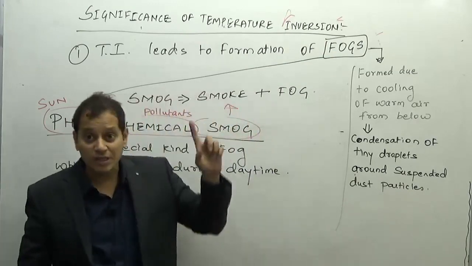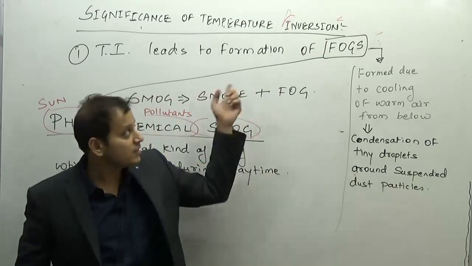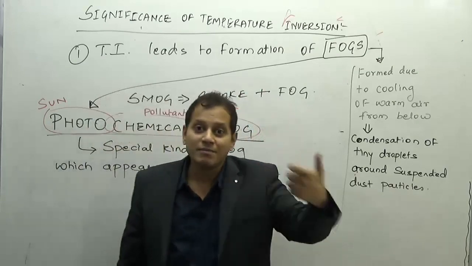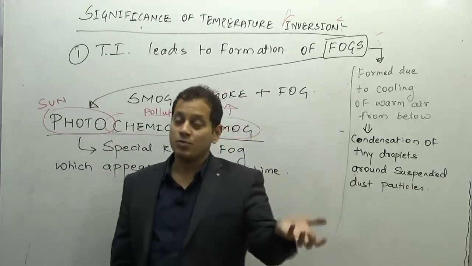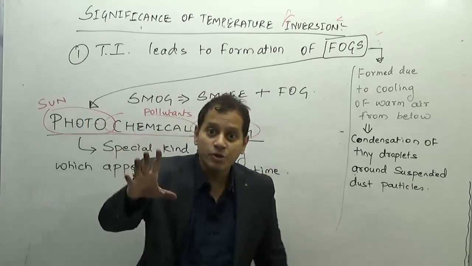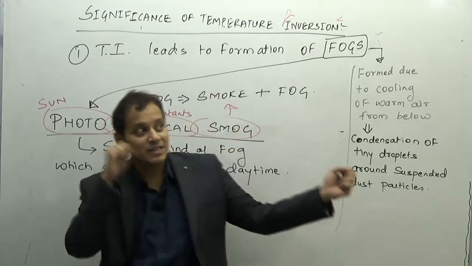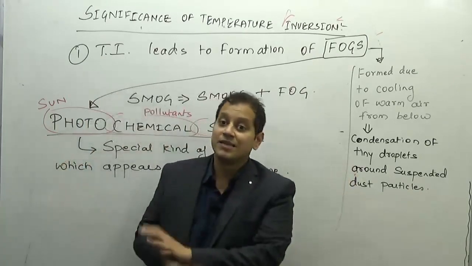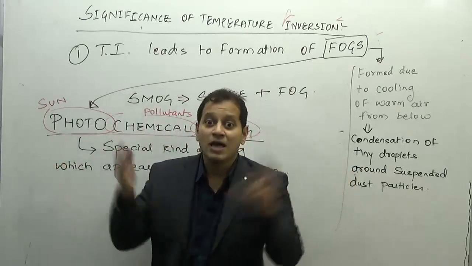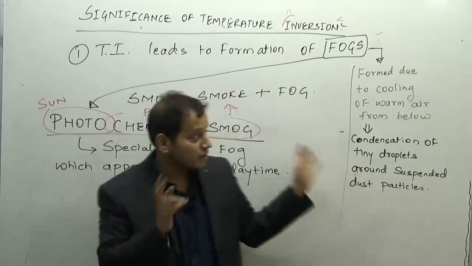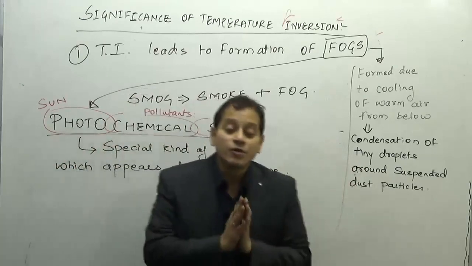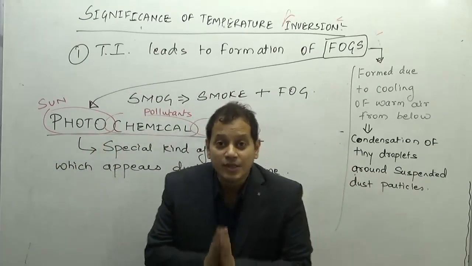What is one of the most important? Inversion results into formation of fogs. We are mixing fog with industrial smoke, smog. Now vehicular pollution, nitrous oxides react with the sunlight to form ozone gas. It is known as photochemical smog. Special kind of a fog, because fog, though it disappears during the daytime, photochemical smog is present during the daytime.